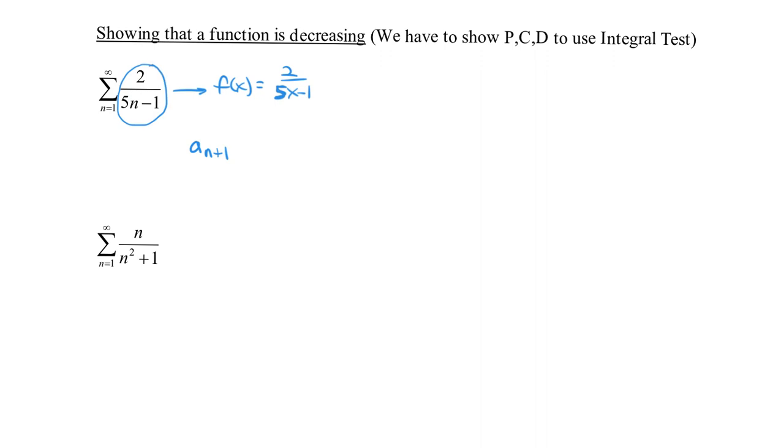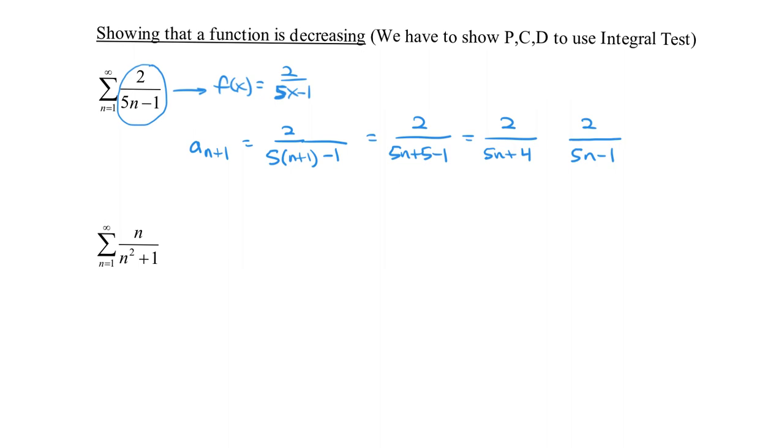So a sub n plus 1 would be equal to 2 over, what I'm going to do is, where I see this n, I'm going to put n plus 1. So that would be 5 times n plus 1 minus 1. And then if we just clean this up a little bit, this is 2 over 5n plus 5 minus 1, which is 2 over 5n plus 4. But I'm going to do a comparison between this and 2 over 5n minus 1. And this happens to be equal to a sub n.